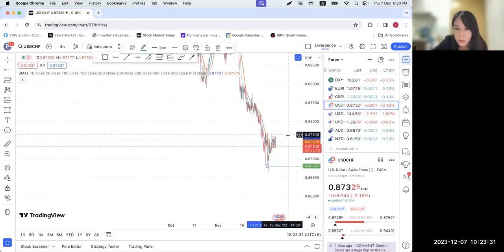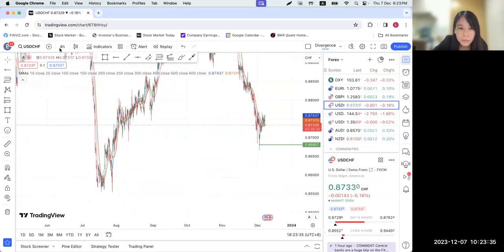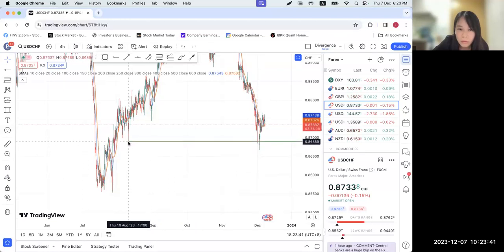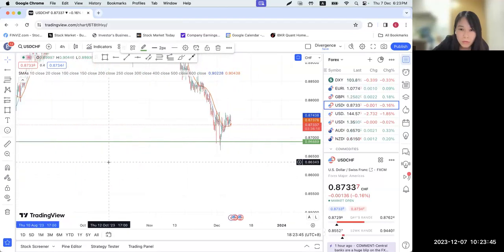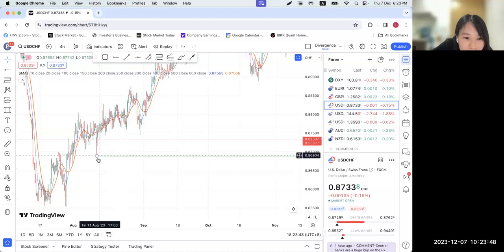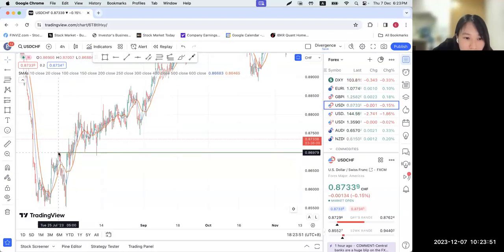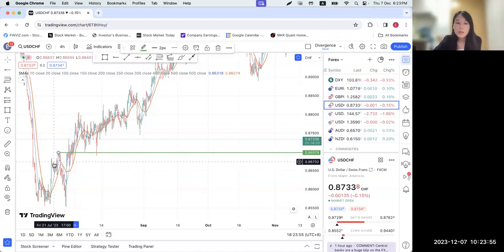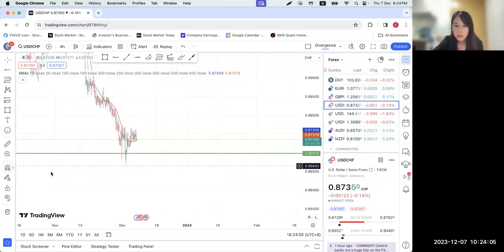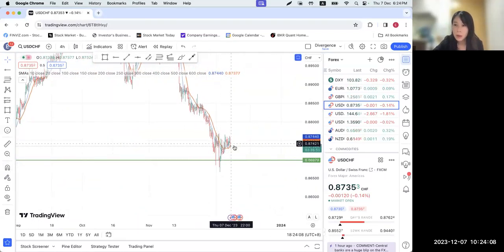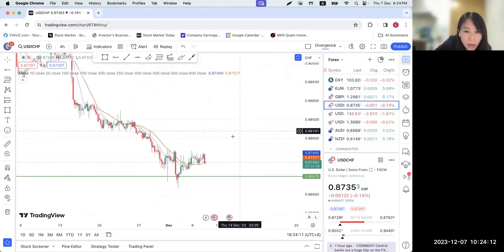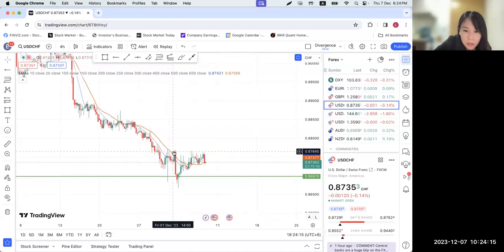I'm gonna make the chart smaller so I can draw. I will use this instead because this is a pullback. This has not much of a significance. Okay, this is a better support level. And over here, you also can see the price has bounced off. So I'll be using this as my first level of support. And here will be my resistance.